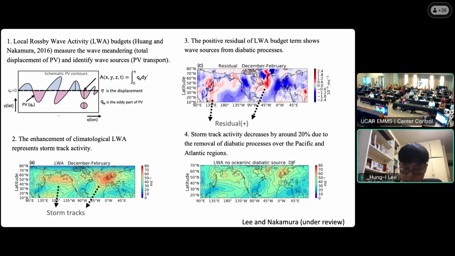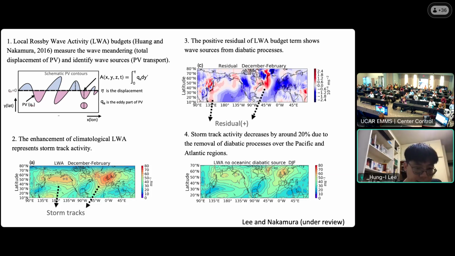This work is based on local wave activity budgets, which measure the wave activity and also identify the wave sources. In the top left panel, you have the PV reference frame, which is the zonally symmetric black dashed line, and the PV contours. The wave activity measures the total displacement of PV from the zonally symmetric PV line to the PV contours. To trace the wave sources, you calculate the total amount of PV transport. So this budget is basically the conservation of PV.